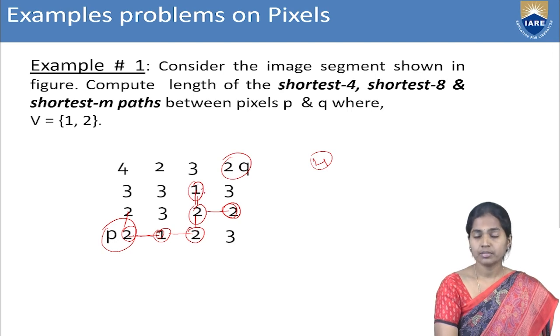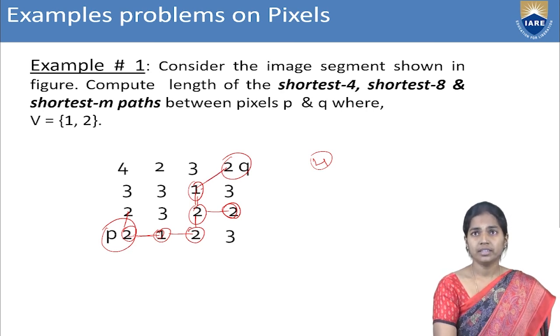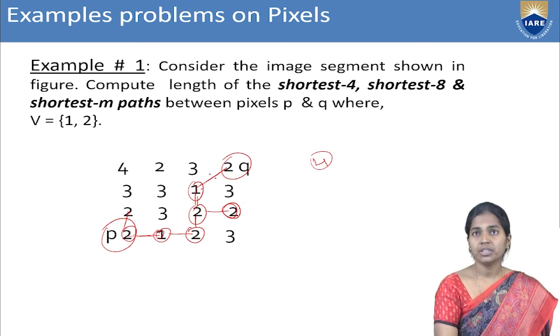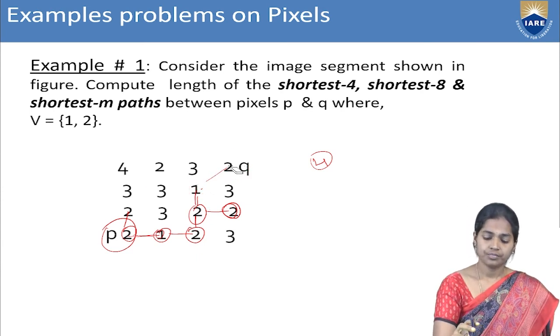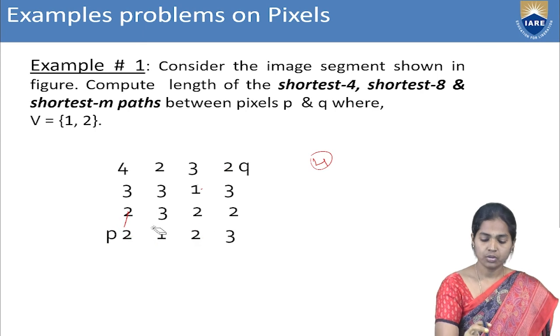It is not possible because these two pixels are in diagonal form. So it is in diagonal form. But when we go for 4 adjacency, diagonal form is not possible. So in this example, 4 adjacency does not exist.